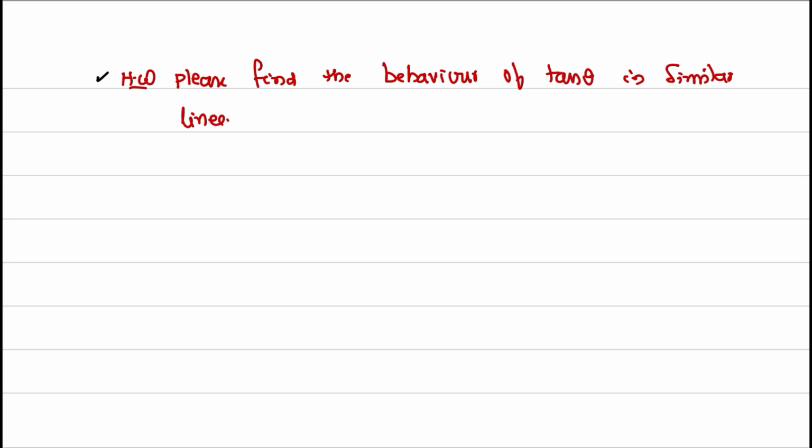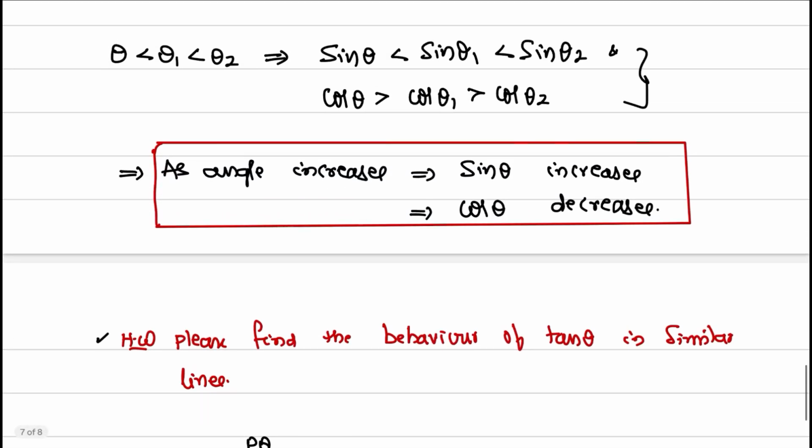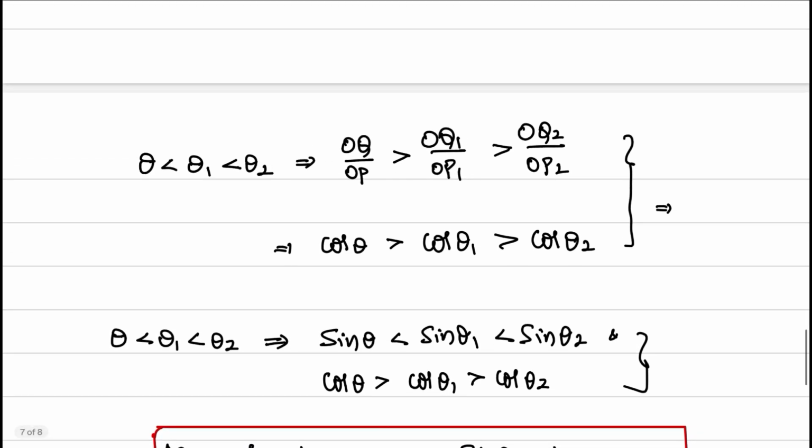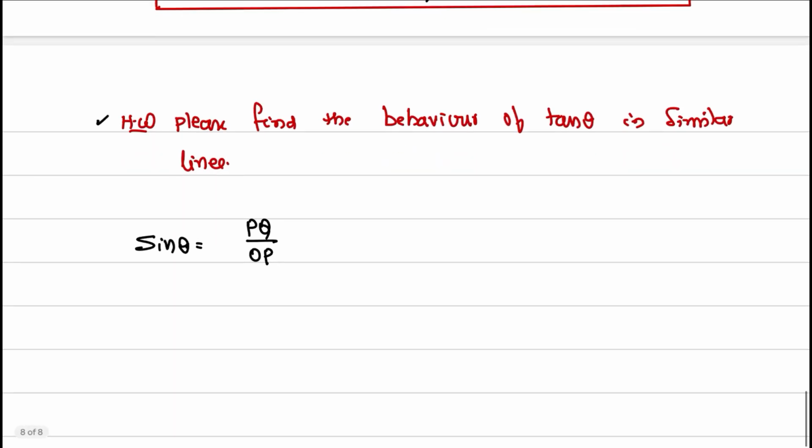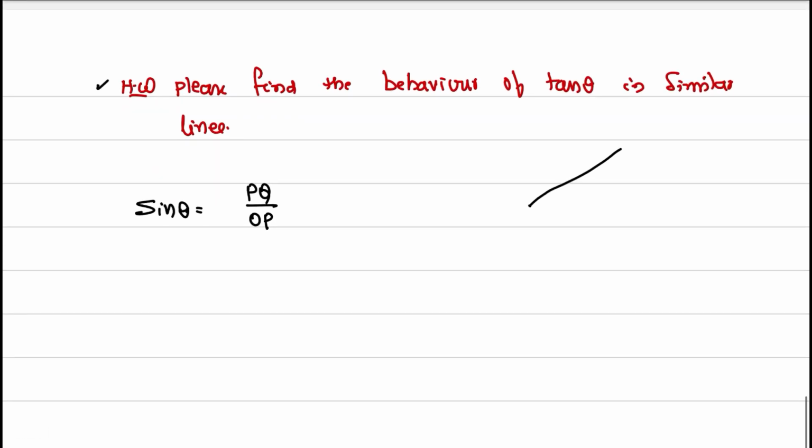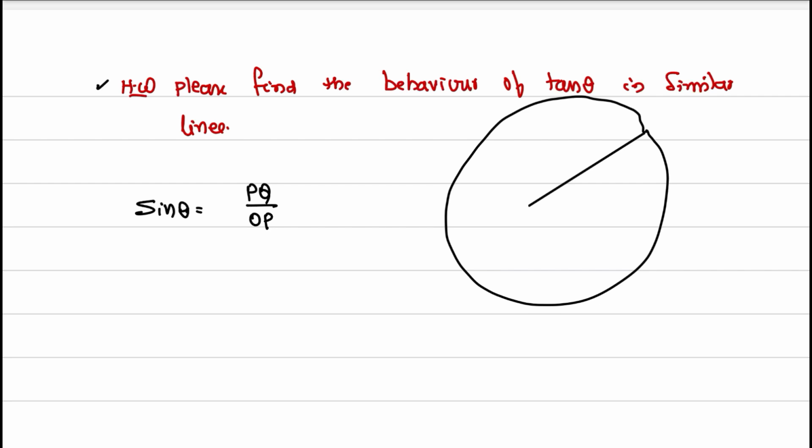Second part, in this lecture, sin theta we have already defined: PQ, opposite side by hypotenuse. Please remember that circle. Opposite side by hypotenuse. This is the circle.